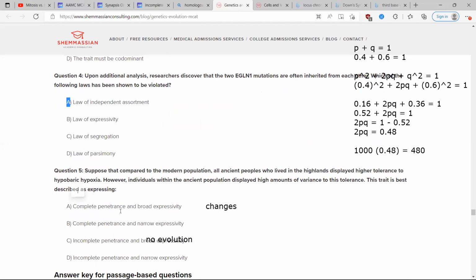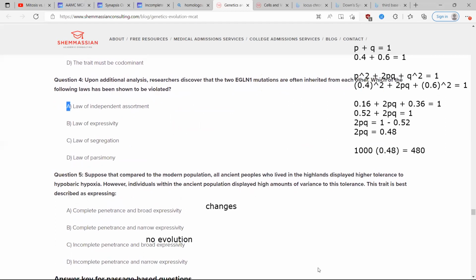Now, suppose that compared to the modern population, all ancient peoples who lived in the highlands displayed higher tolerance to hypobaric hypoxia. However, individuals within the ancient population displayed high amounts of variance to this tolerance. This trait is best described as expressing, oh, okay, penetrance and expressivity. All right. So let's work through this one together because we spent good time on penetrance and expressivity, right?